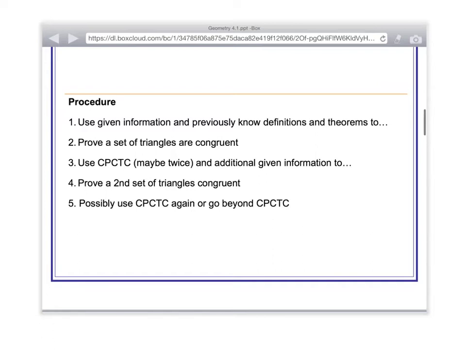We can again use theorems, definitions, etc., and that will allow us to prove a second set of triangles is congruent. Afterwards, we may or may not use CPCTC. Again, we could also go beyond CPCTC. It just depends on what the problem is asking us to prove.